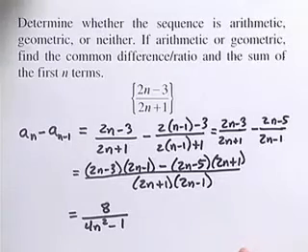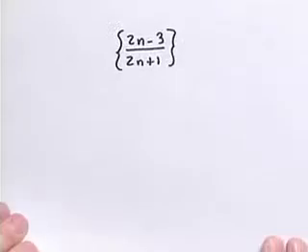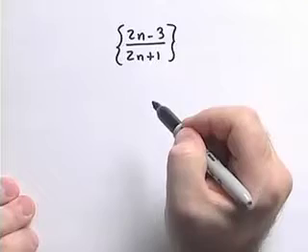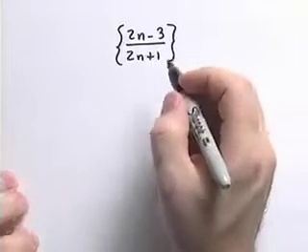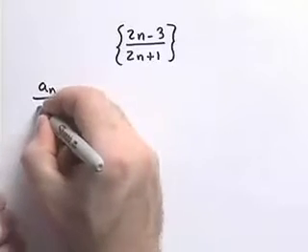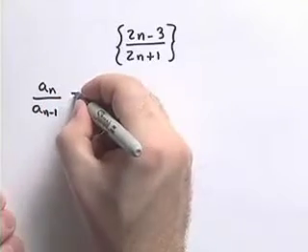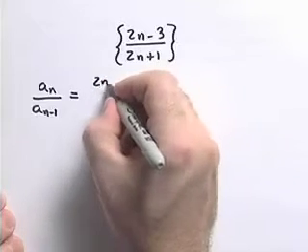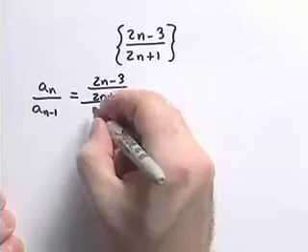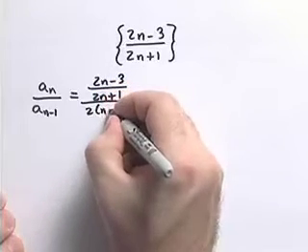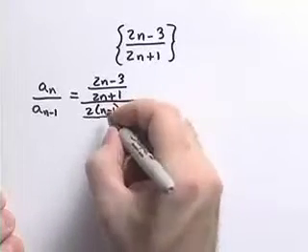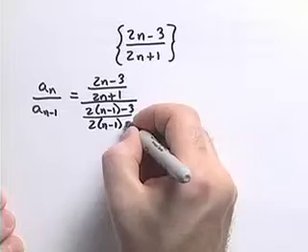Next, we're going to check to see if the sequence is geometric. So again, here is our general form. To determine whether this sequence is geometric, we need to look at the ratio of consecutive terms. That is, we want to check a_n divided by a_(n−1). In this case, we'll have (2n − 3)/(2n + 1), all of that divided by (2(n − 1) − 3)/(2(n − 1) + 1).